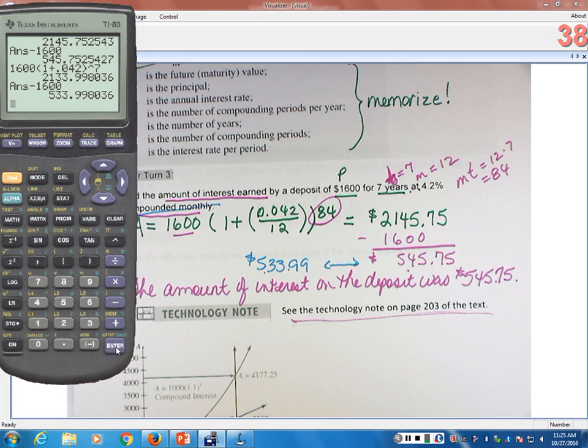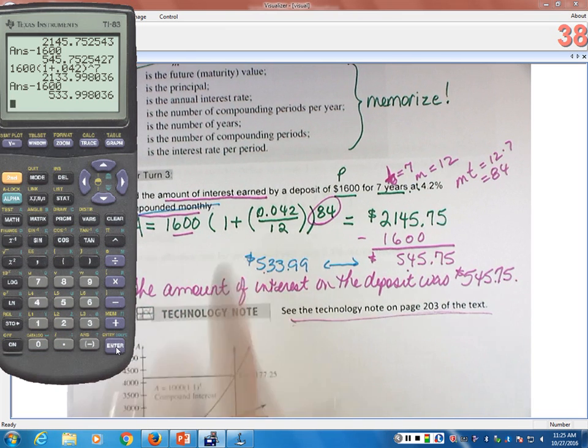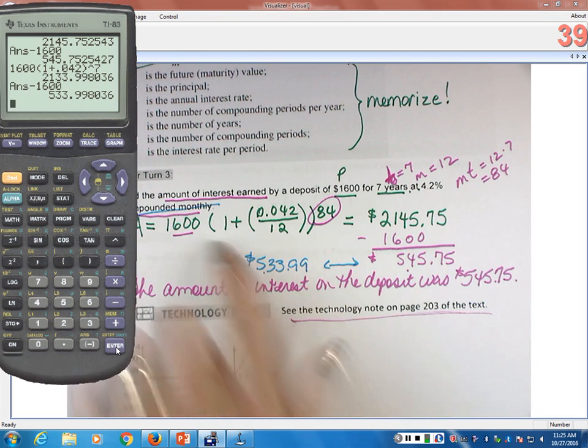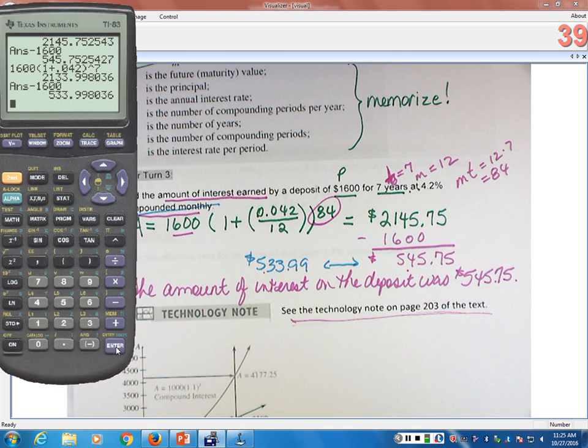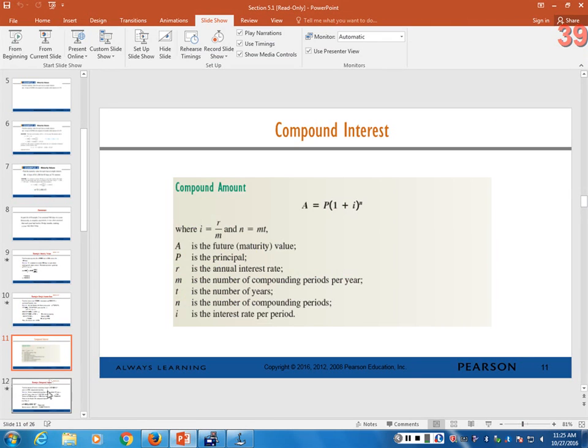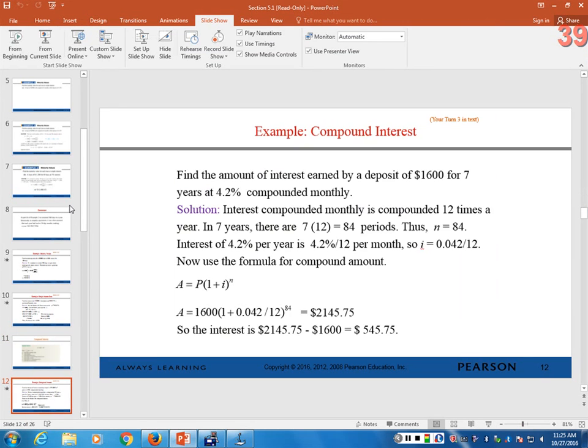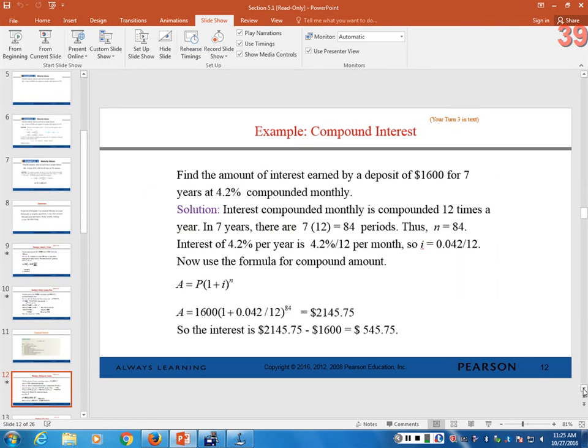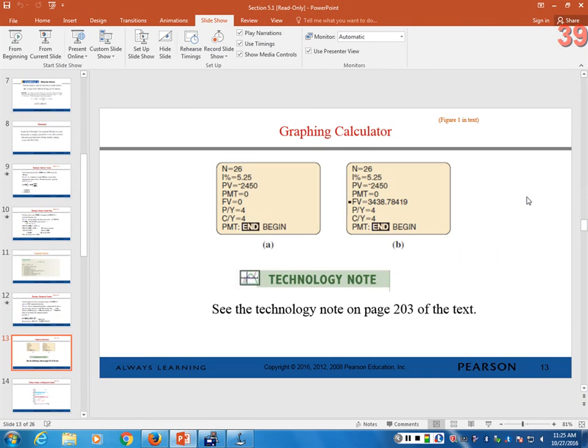Okay? So this one formula right here is a very, very important formula to everybody in the country, because this is the formula they use to calculate car payments, house payments, investment payments, all kinds of things. So this is really relevant to you. So here's our calculations that we just did. And the technology note actually is going to show you how to do this calculation on the calculator, and I'm going to show you the same thing right now.